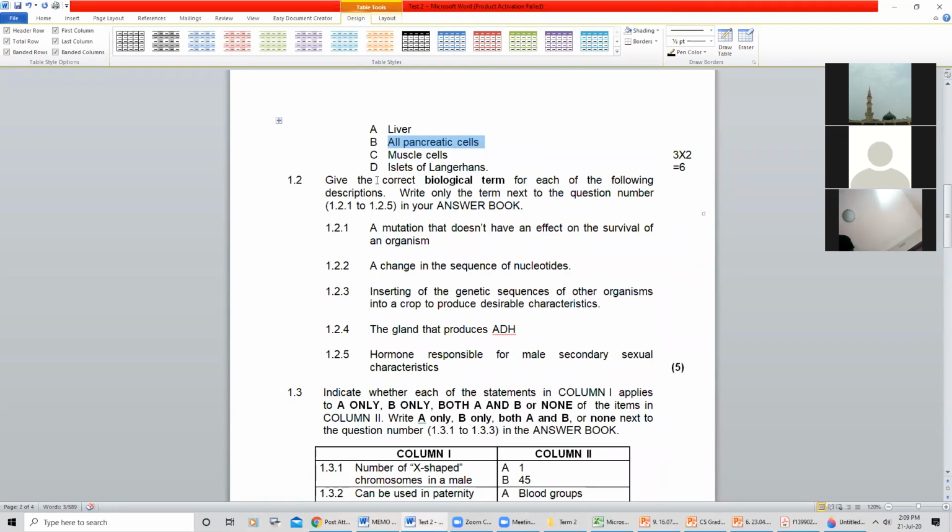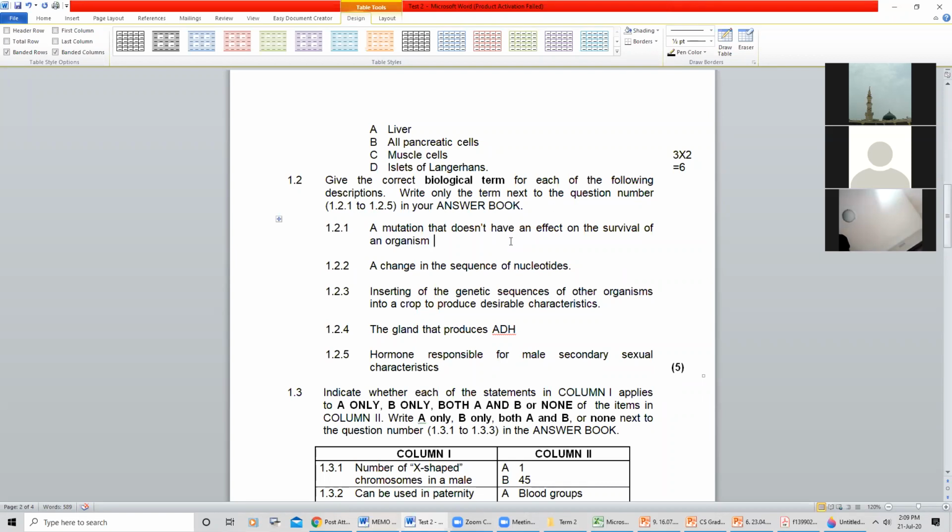Then we get to giving the correct biological terms for the following. A mutation that doesn't affect the survival of an organism. What would you call that? One that doesn't affect the survival. Right, it's harmless, good. And then a change in the sequence of nucleotides. What's a specific name there for that? When there's a change in this sequence of nucleotides.